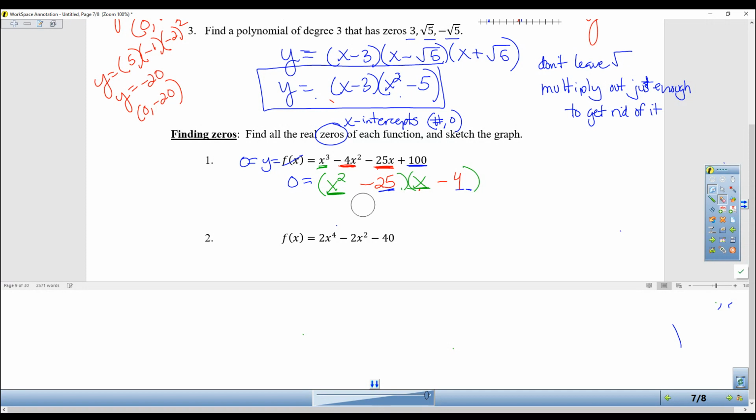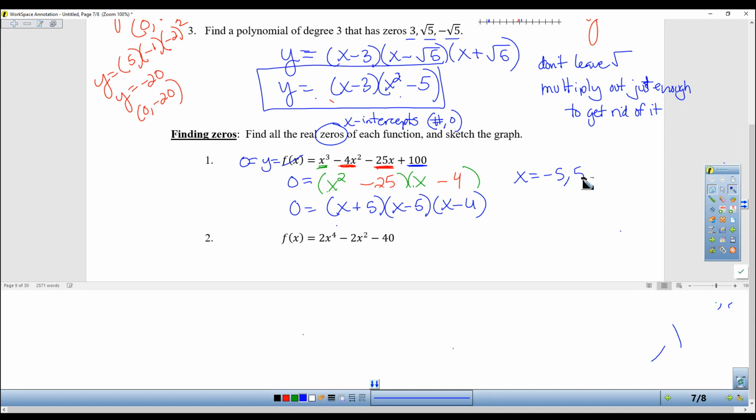Okay, so I factored, and now I have to factor some more. So I get 0 is equal to x plus 5 times x minus 5 times x minus 4. So my zeros are negative 5, positive 5, and 4. If they had said specifically what are the x-intercepts, you would have had to list them as an ordered pair. But with zeros, people are willing to let you just say negative 5, 5, and 4. Okay, next one.